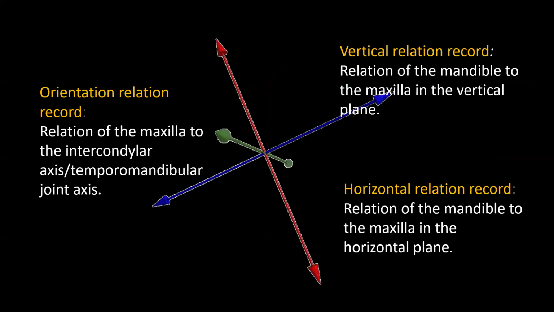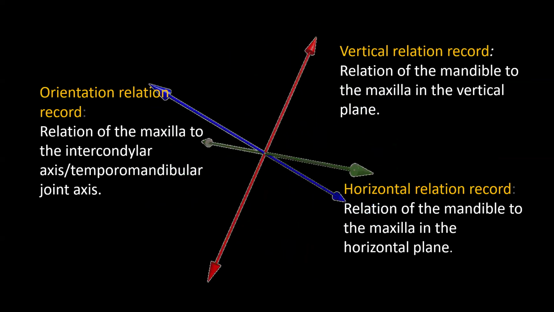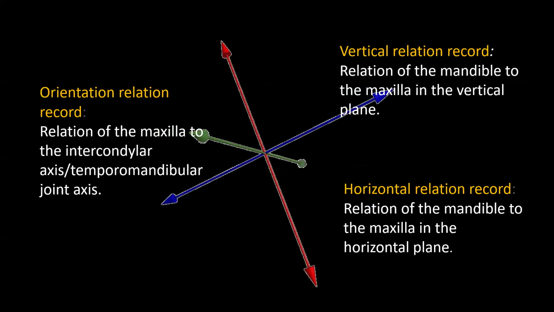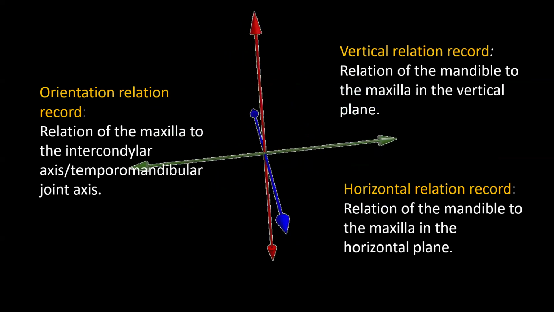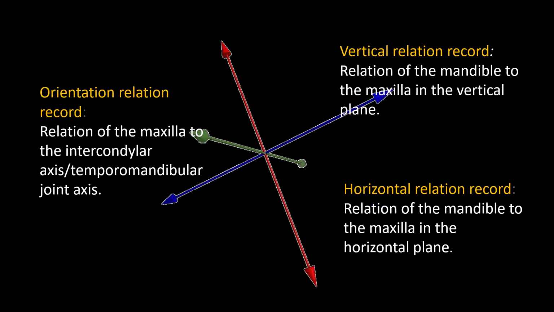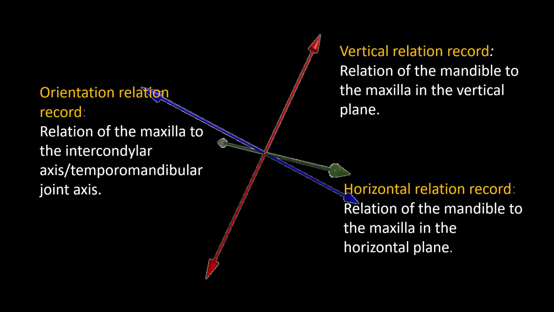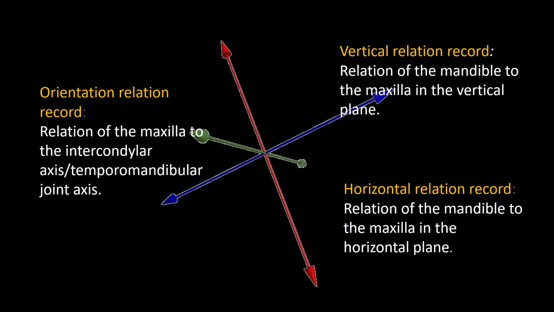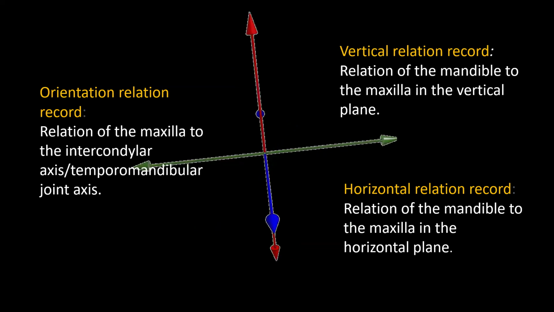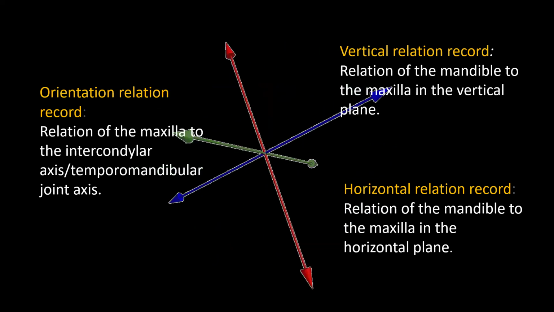The next record is the vertical relation record, wherein we relate the mandible to the maxilla in the vertical plane. And third, and lastly, we record the horizontal relation record, which is the relation of the mandible to the maxilla in the horizontal plane. This record is the most scary record, often terrorizing students, also known as the centric record.